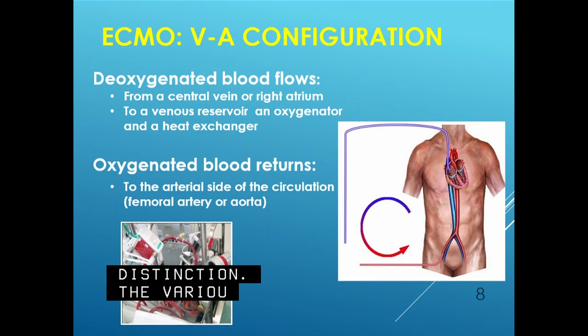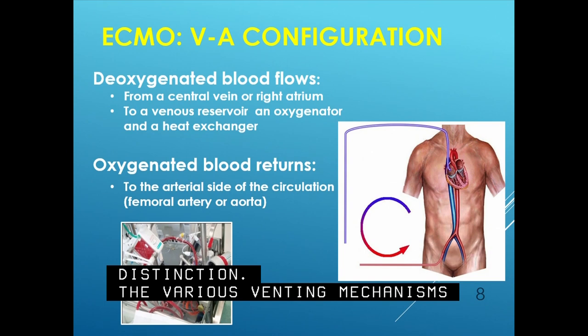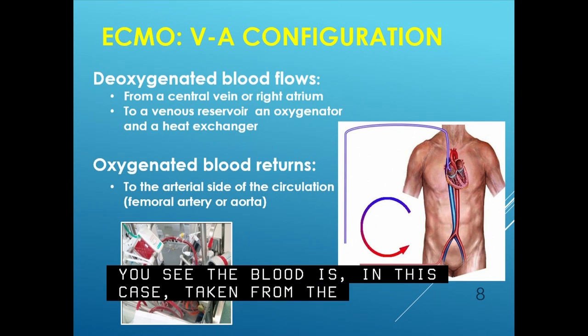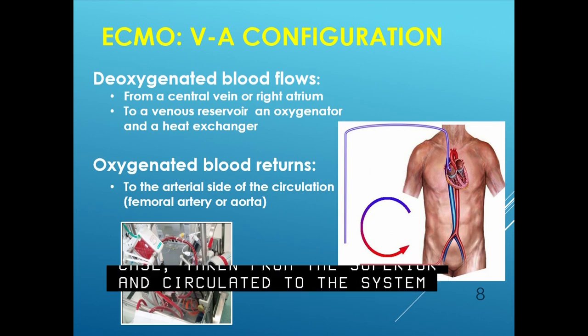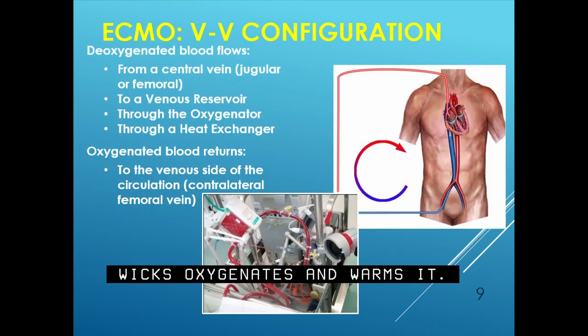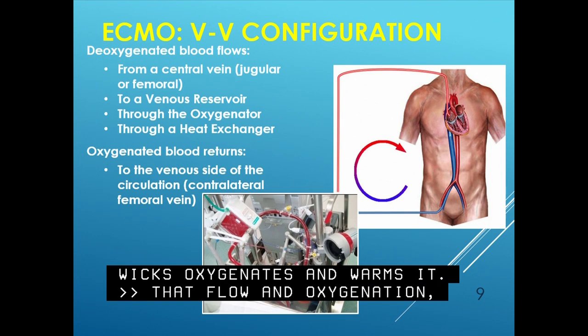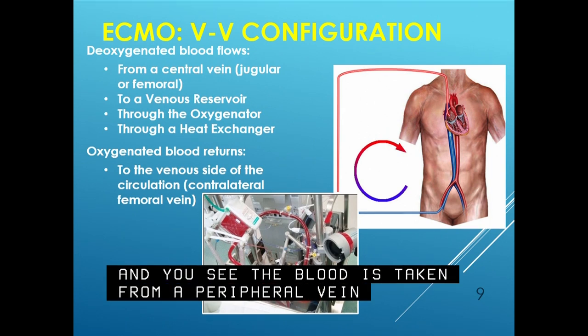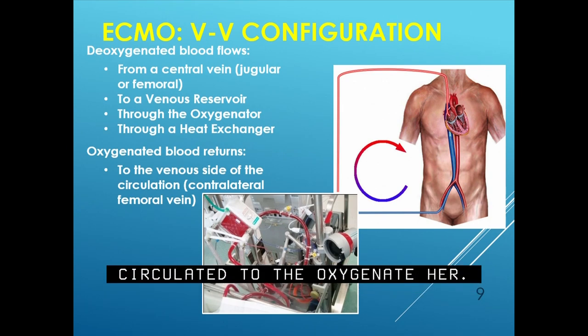Now, in terms of the VA ECMO configuration, remember that's veno-arterial, you see the blood is in this case taken from the superior vena cava here and circulated through the system, which oxygenates it and warms it, and it's pumped back into the arterial system peripherally, again without an open chest configuration. And then this is the VV ECMO, which is focusing not on flow and oxygenation, but just on oxygenation, generally for significant pulmonary problems. You see the blood is taken from a peripheral vein here, circulated through the oxygenator and warming device, and then pumped back into the right atrium, just recycling on the venous side to oxygenate the blood.